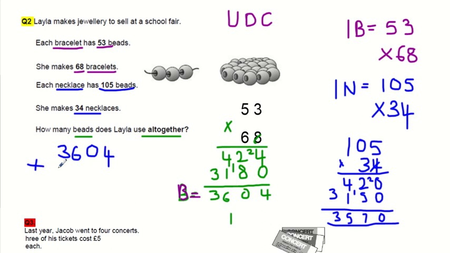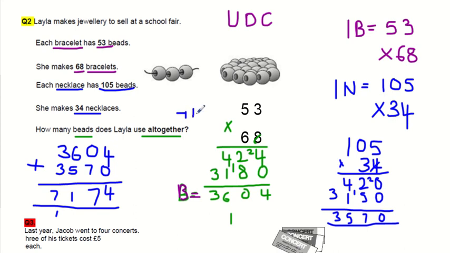Okay, and I'm sure you'll be doing this a lot neater in your book using a ruler and so on. There we go. So 4 and 0 is 4, 0 and 7 is 7, 5 and 6 is 11, 3 and 3 is 6, add 1 is 7. So our answer is 7,174 beads altogether. Okay, there's a lot of steps to that question, Year 6.